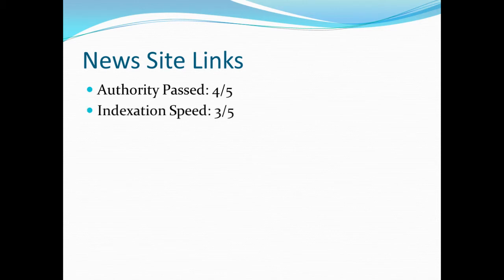Next is the indexation speed, and these get a 3 out of 5. They're going to be indexed fairly quickly because when you post to a news site, the article goes on the home page, and then that home page gets crawled by Google frequently. So automatically, because your link's on the home page, it's going to get indexed much quicker than, say, an article site where it only goes on the deep inner pages of the site.